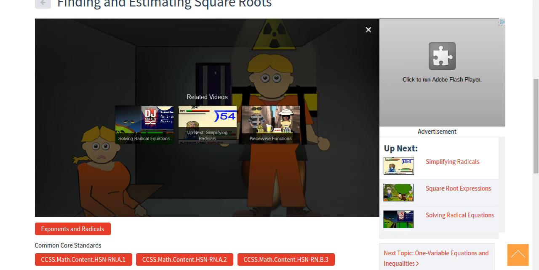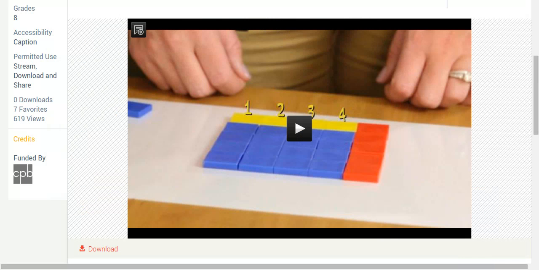All right, that's the first video. Now on to the second. This second video is also about estimating square roots, but it has a different method. Either method can work, but they're both good tools to have in your arsenal. So here's the second video.